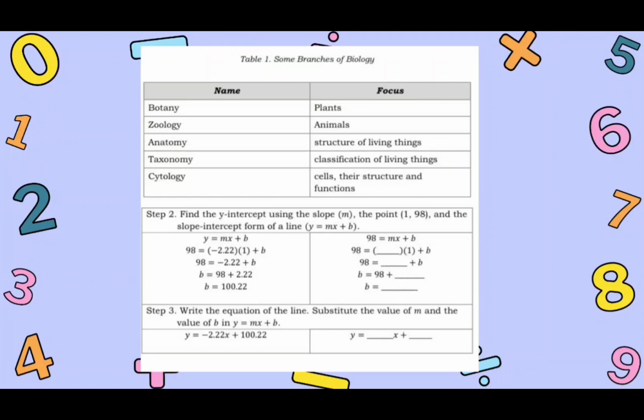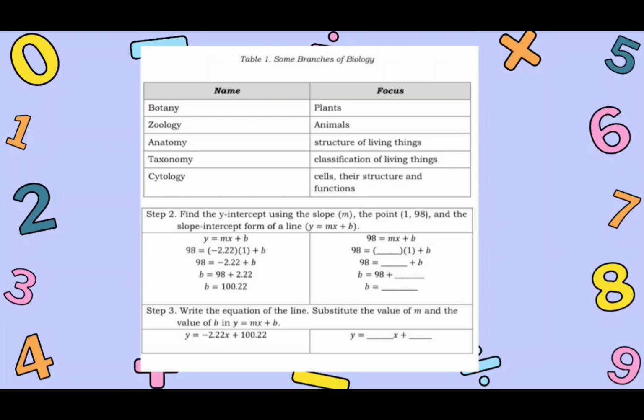and then you would move the negative 2.22 over, and it would result into b is equal to 98 plus 2.22. You would add that, and it would result into b is equal to 100.22. Same as the right side.